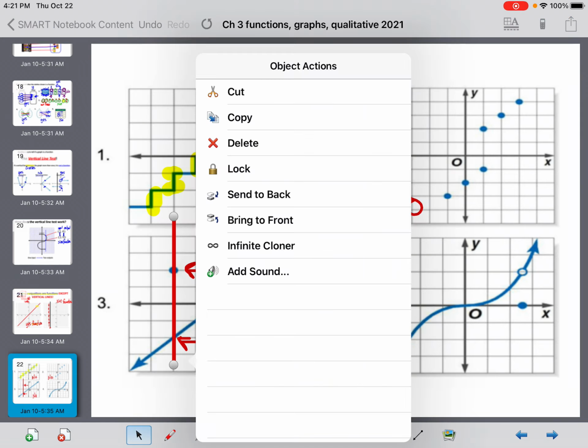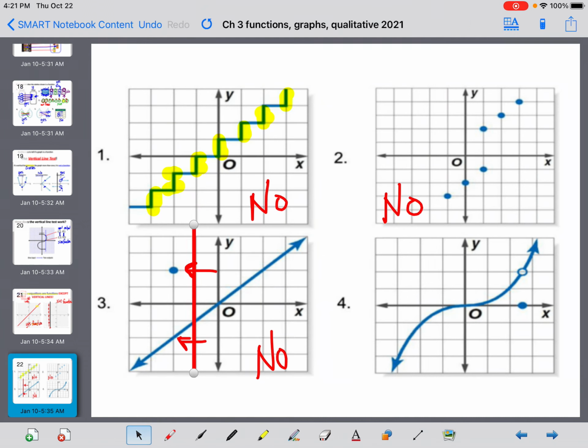If it's going to be a function, it can only touch a vertical line in one place, one spot at a time. So what about this one? As it moves along here, it's looking good, and then boom, what about right here? Does that work or not work?